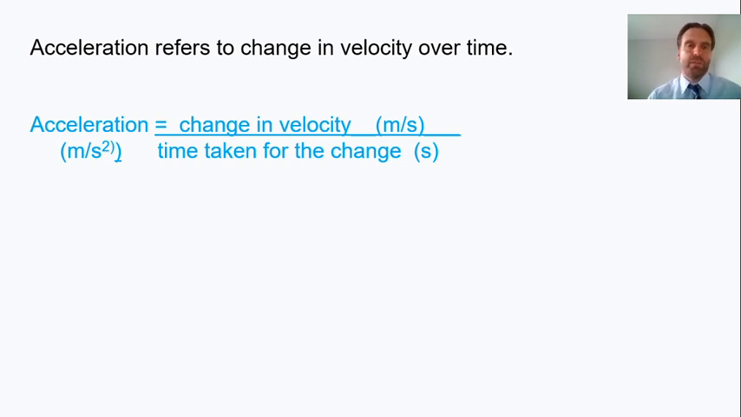So an object might lose a large velocity, so it might go from 100 miles an hour to 0 miles an hour, but it might do that over a period of 10 minutes, in which case the change in velocity, so the deceleration, is quite slow. Now it might go from 20 miles an hour to 0 miles an hour, but do that in a matter of seconds, and in which case the deceleration of that would be much larger. So acceleration equals change in velocity over time taken.